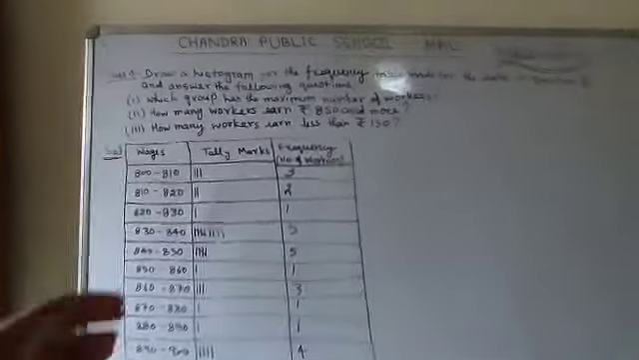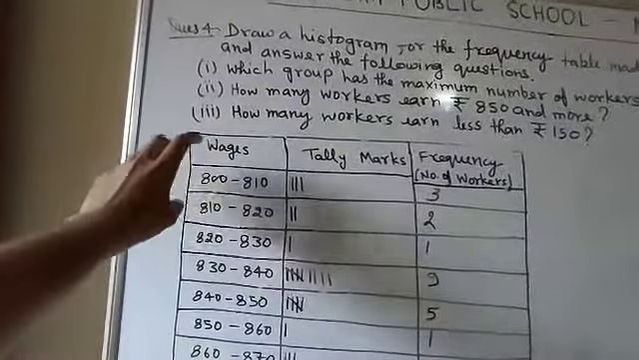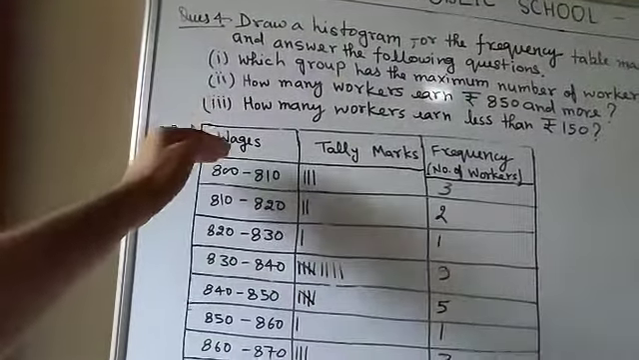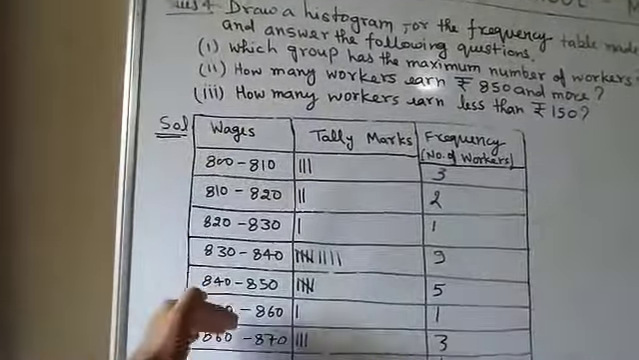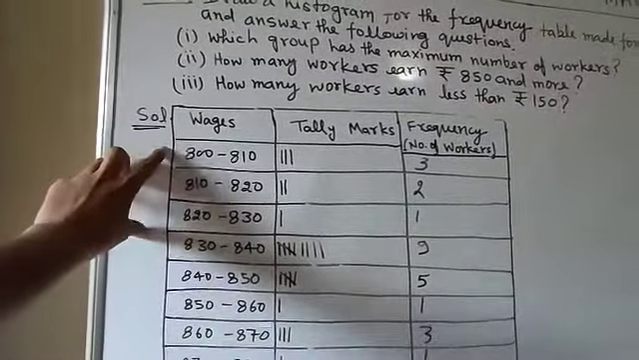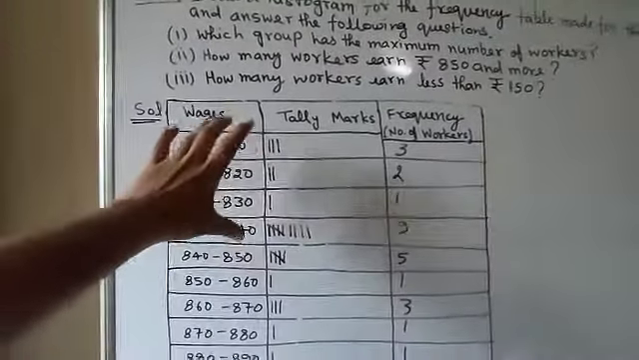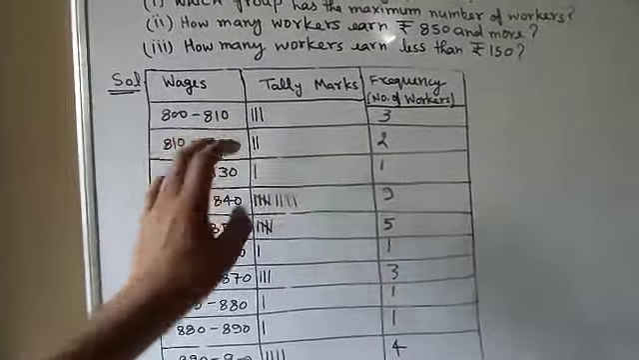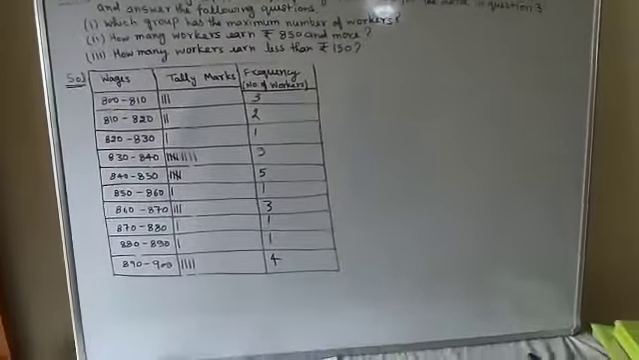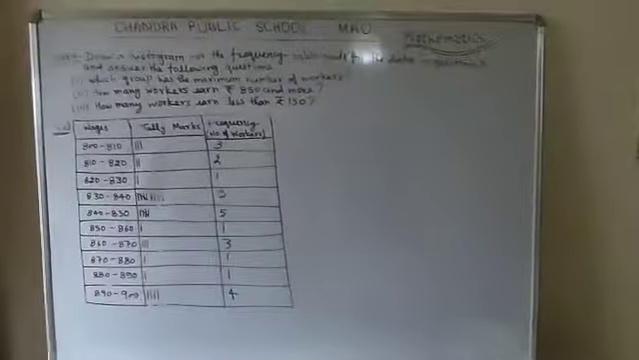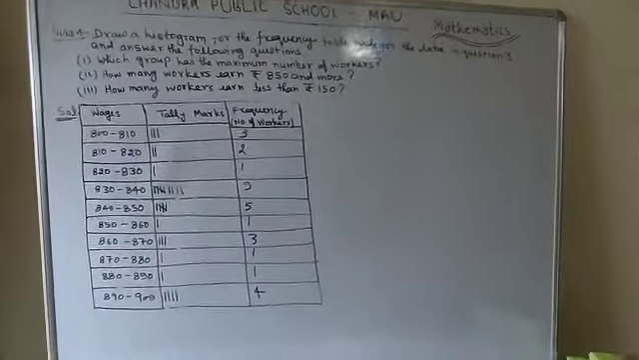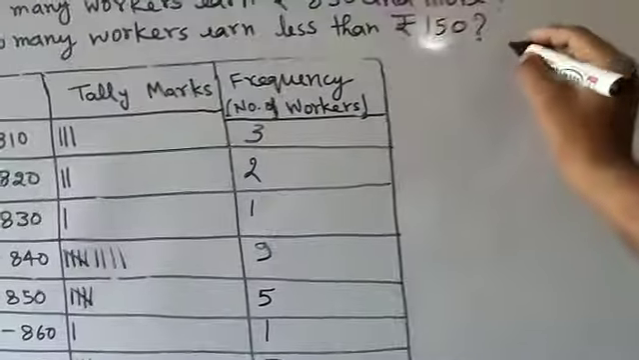Here I have already drawn the table that I drew yesterday in question number 3, using the values which were given in that question. Now for these values in question number 4 you need to draw the histogram. To draw a histogram, you need a graph sheet, and on the graph sheet you need to draw an x and y axis.